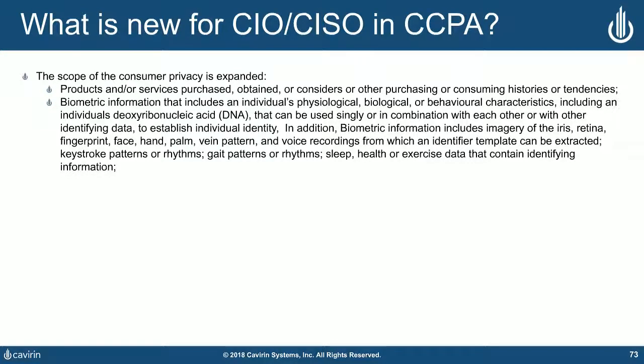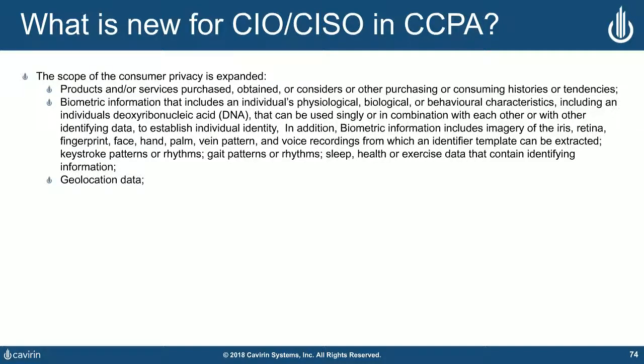And in addition to that, the definition of biometric information is extremely broad, from an individual's physiological, biological, and behavioral characteristics, including DNA, and should this be combined with other things to establish individual identity. It also talks about the imagery of the iris, retina, fingerprint, face, hand, palm, vein pattern, and voice recordings that can be extracted to identify you. It includes keystroke patterns and rhythms, as well as sleep, health, and exercise data. So the amount of data that's incorporated to identify the individual is much greater than what anybody has had to deal with in the past.